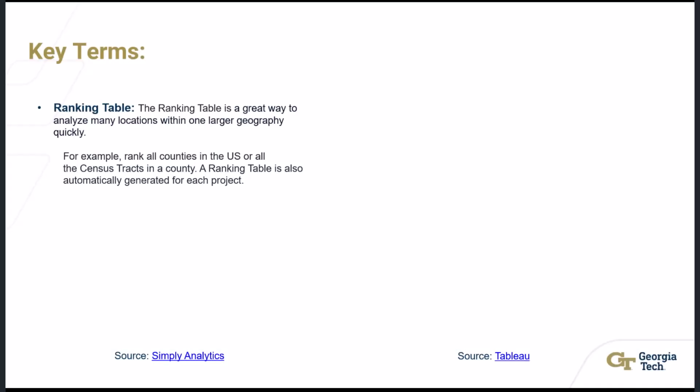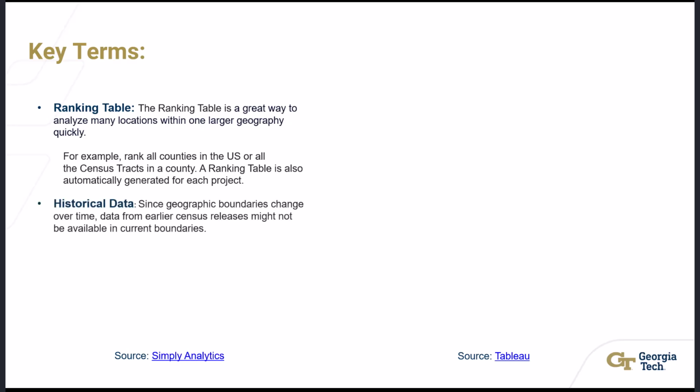Before we get started, let's define a few terms specific to Simply Analytics. A ranking table. A ranking table allows you to quickly analyze many locations within one larger geography. For example, ranking all counties in the U.S. or all the census tracts in a county. Simply Analytics automatically generates a ranking table for each project.